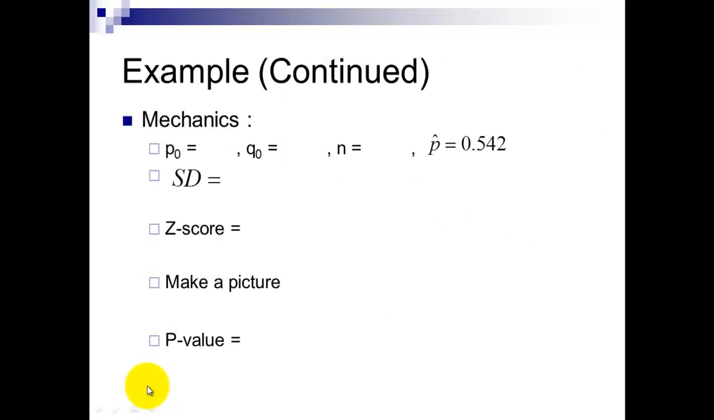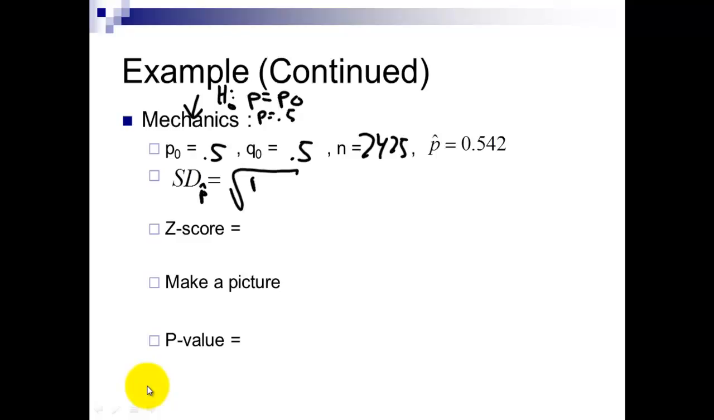Now the mechanics. P naught is 0.5. That basically comes from the null hypothesis that P equals P naught. In this case, P equals 0.5. Q naught then is also 0.5. The number, I think someone just told me, 2425. P hat is 0.542. And for the standard deviation of all the possible p hats, you get the square root of PQ over n. So square root of 0.5 times 0.5 all over 2425. I didn't bring my calculator today. Has anybody got that one?